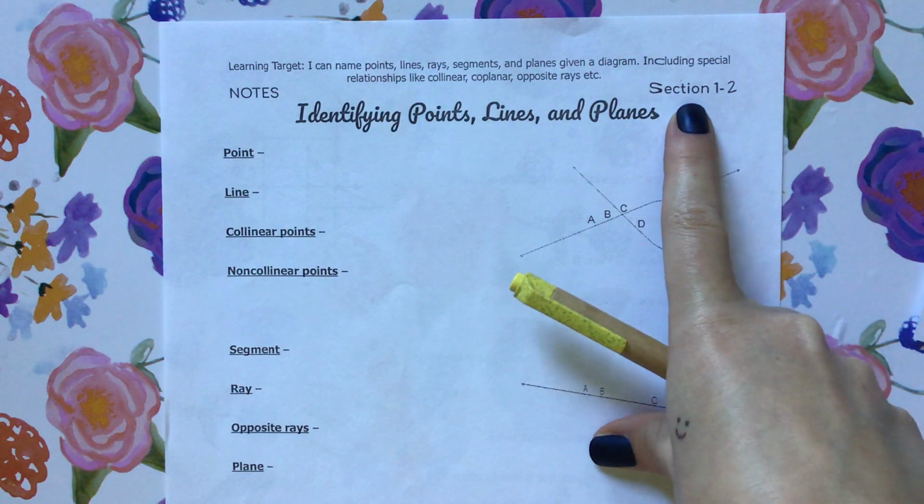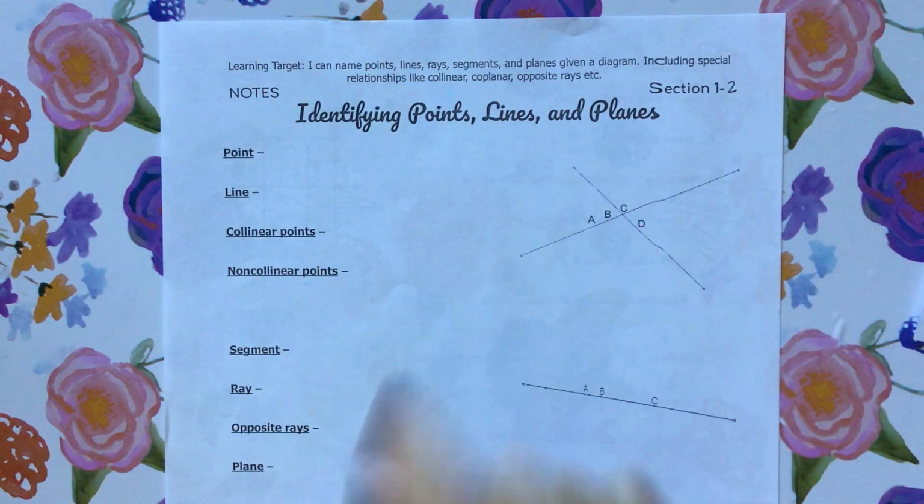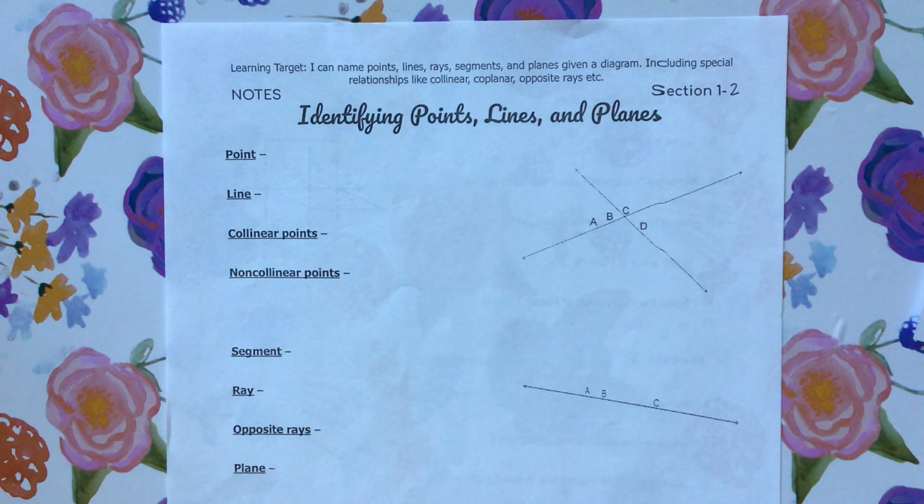And we are going to be talking about identifying points, lines, and planes in this section. I would like for you to be able to identify them, name them, and kind of determine where they are and how they relate to one another by the end of this lesson. It's going to be a lot of vocabulary. So let's go ahead and jump right in.